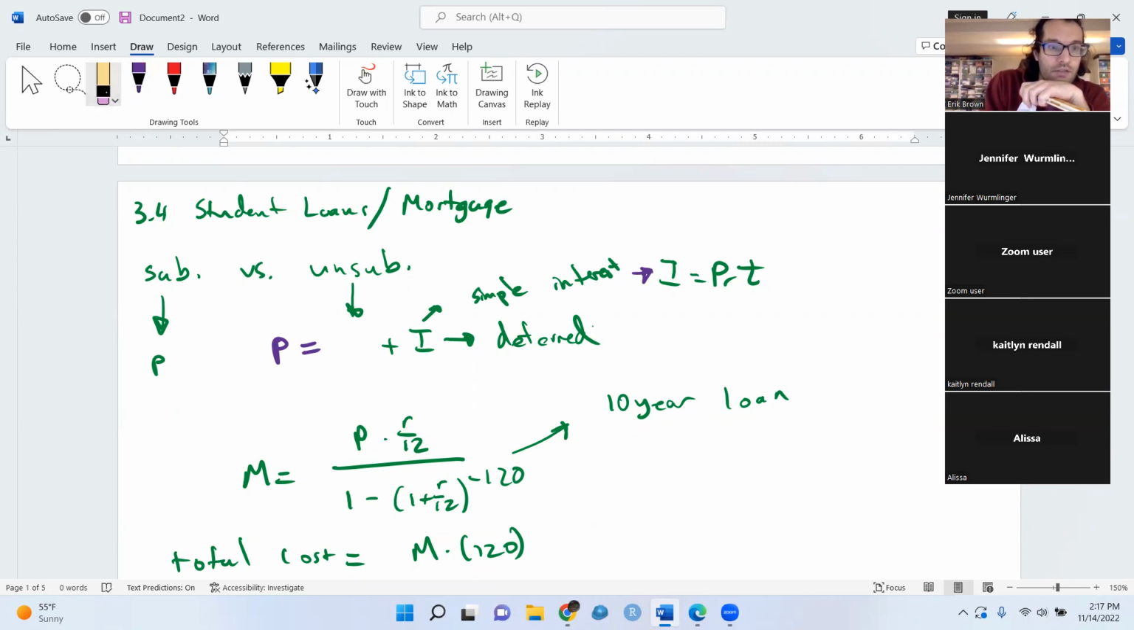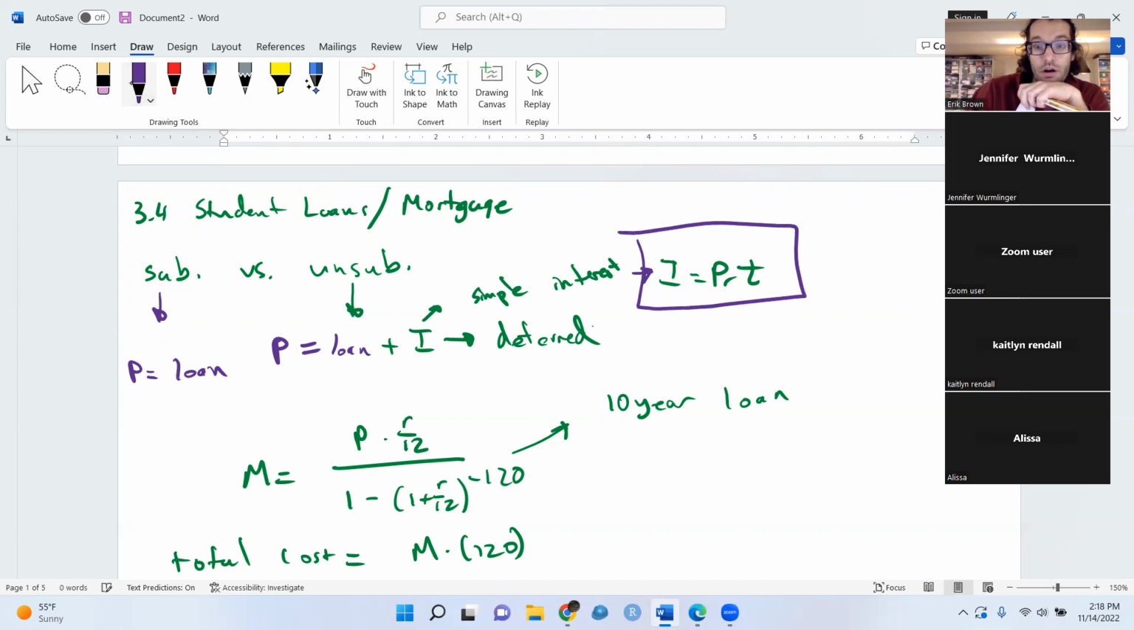So let's rewrite this reference sheet a little bit. For a subsidized loan, the P is equal to the loan. For the unsubsidized, the P is equal to the loan plus the interest that's been deferred. So you're going to calculate simple interest on this, where T is the amount of deferment time in years. And then it's the same exact thing as a car. It's a monthly payment formula, but it's a 10-year loan. Does that make sense? Is that helpful?